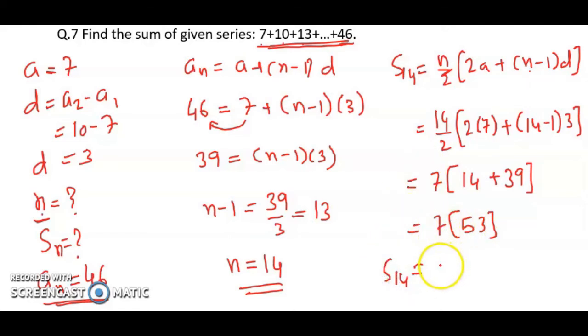So we will get 371. So this is our answer. The sum of all these numbers will be 371.